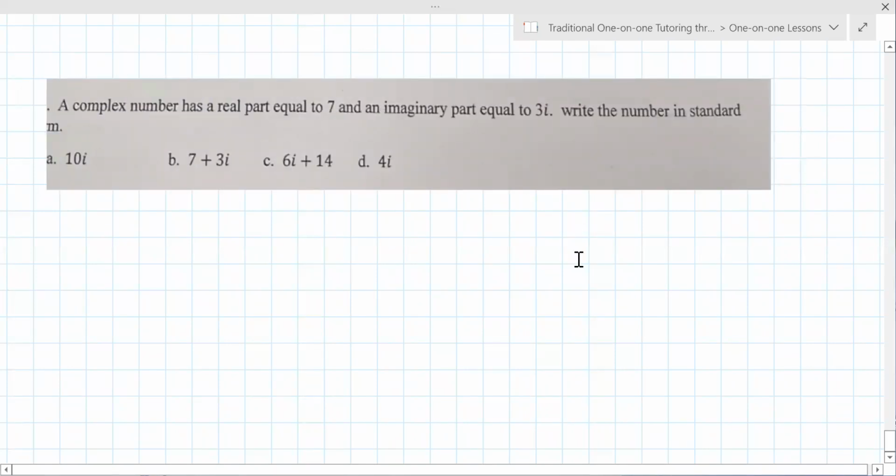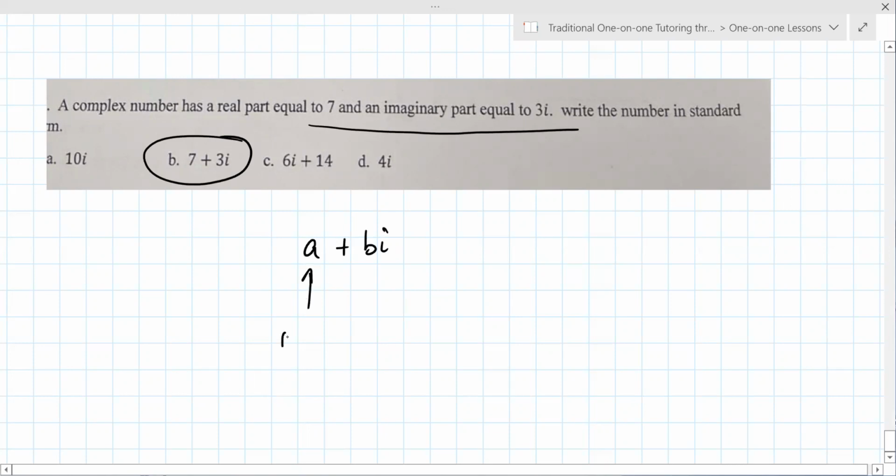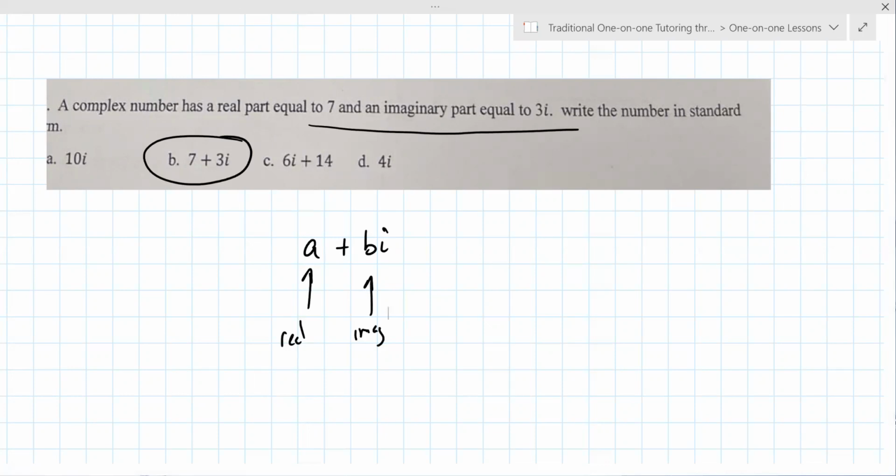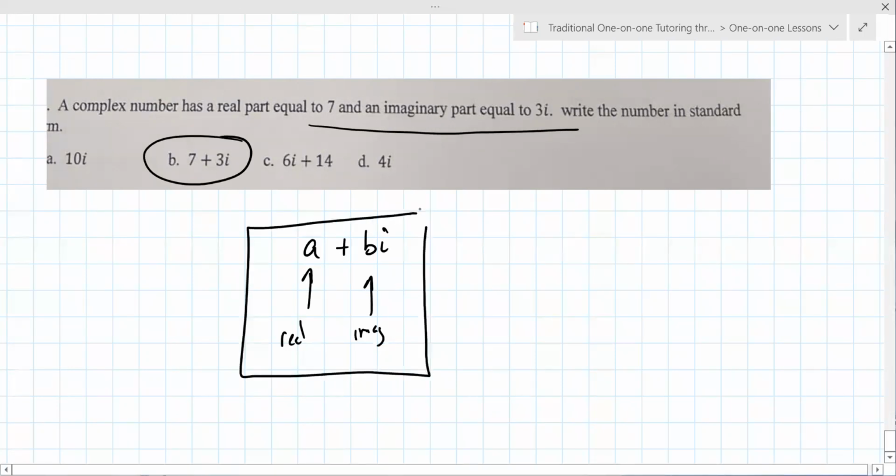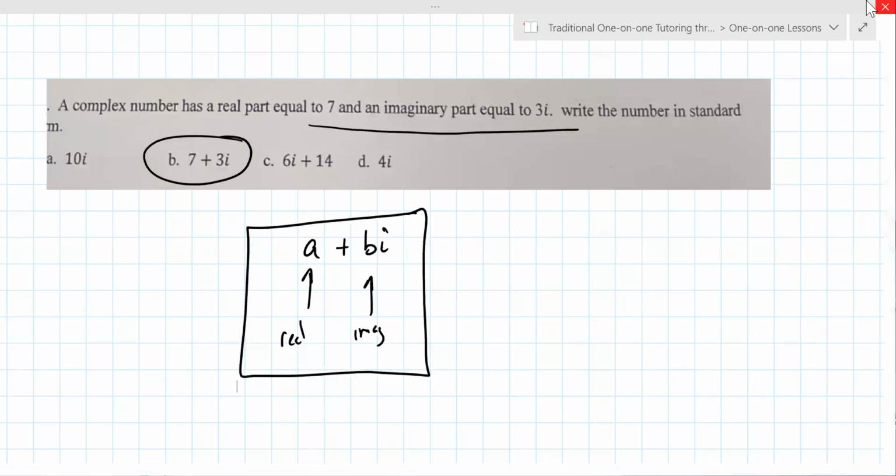Okay, a complex number has a real part equal to 7 and an imaginary part equal to 3. The only answer that has those is B. B is the answer. Now, you are supposed to know that a is the real part and b is the imaginary part, but I mean, they ought to at least throw in a 3 plus 7i in here to confuse you, but they didn't. But this would be something else to maybe throw on your note card.